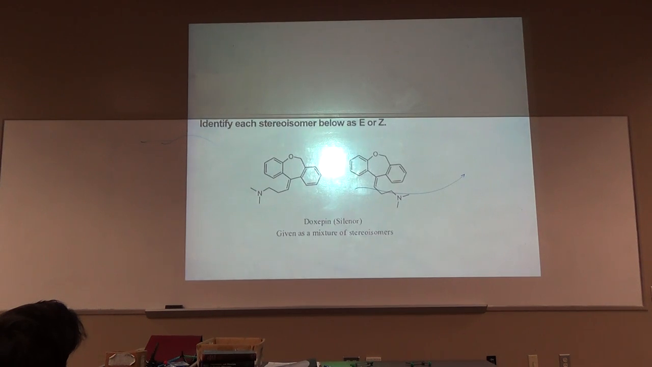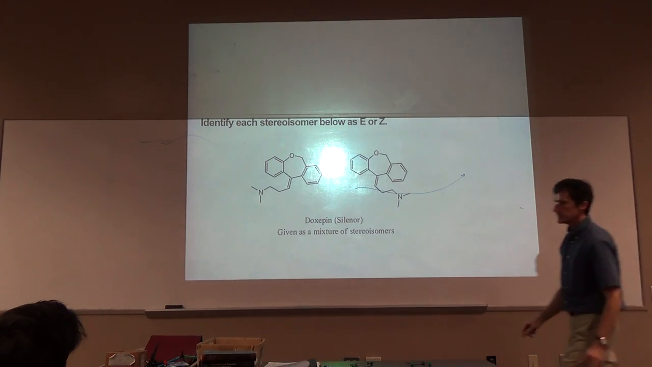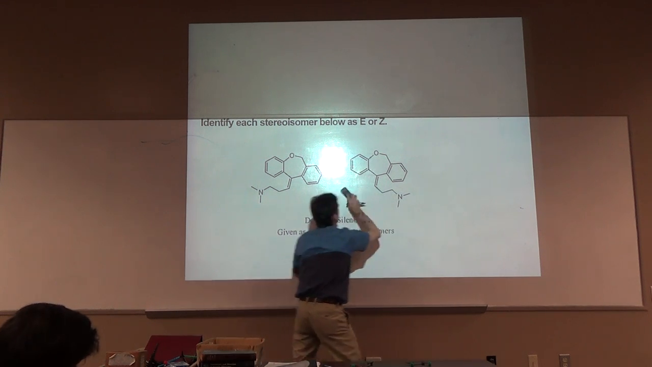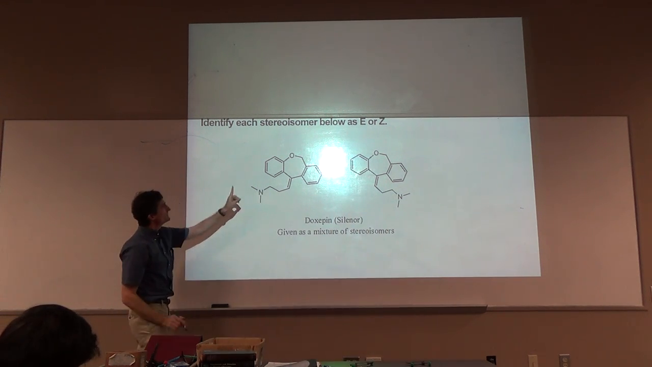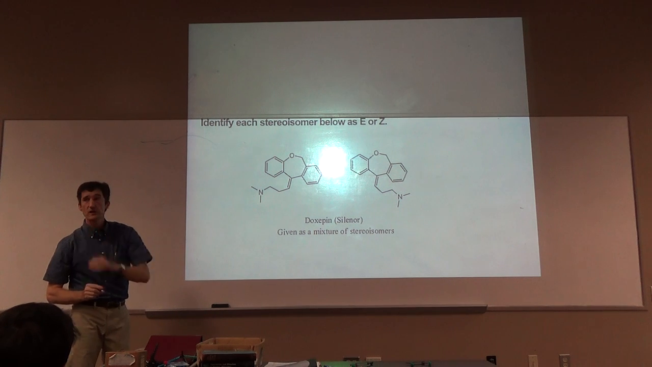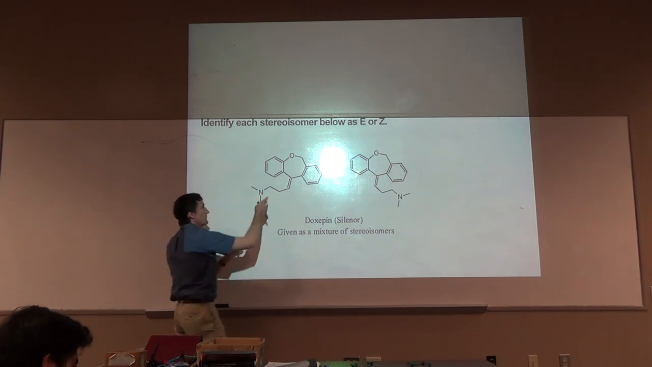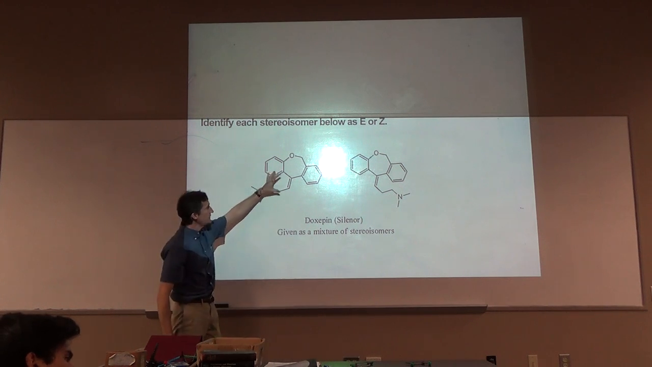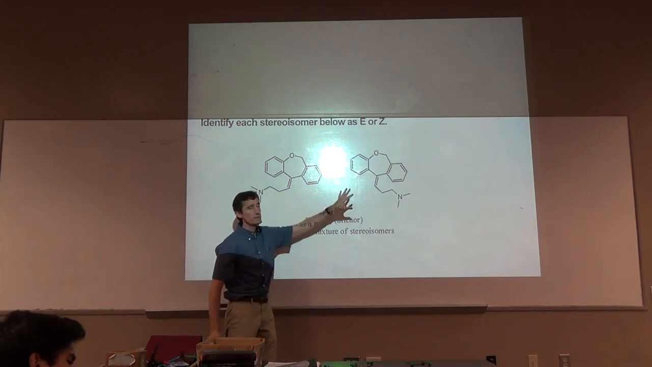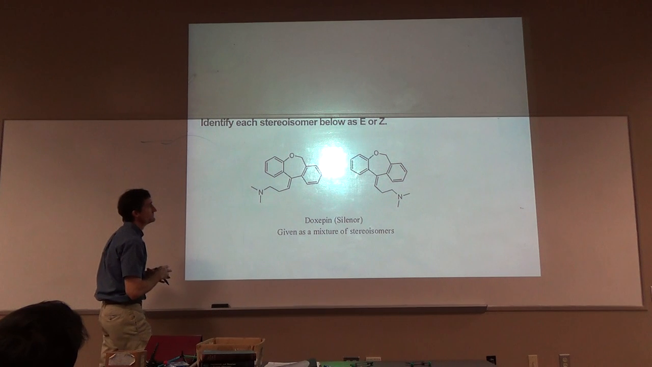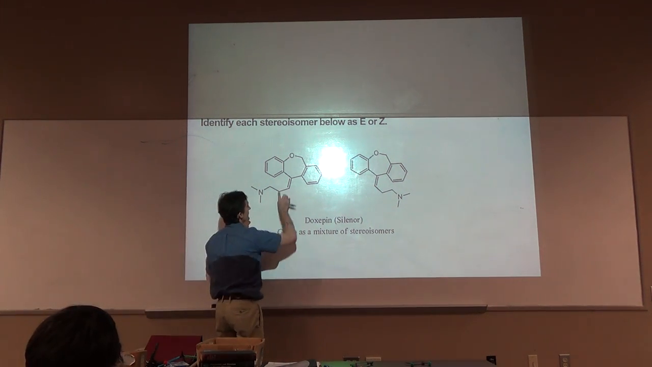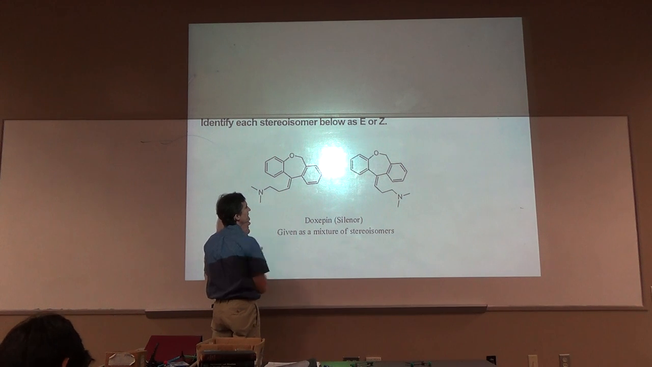Let's see how we're doing over here. I know a couple of you have been asking questions about this one. So let's try here. This drug is given as a mixture of E and Z. You gotta recognize that these are alkene stereoisomers, with one being E, one being Z, given as a mixture of these. Is this one here E or Z? E.